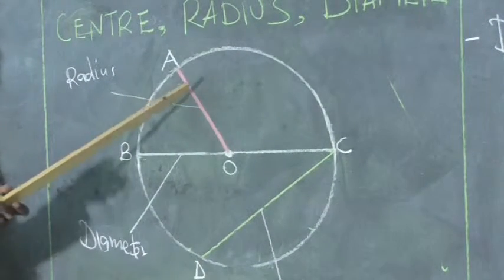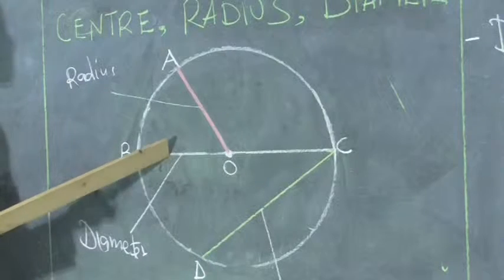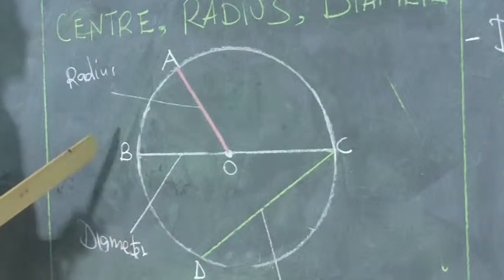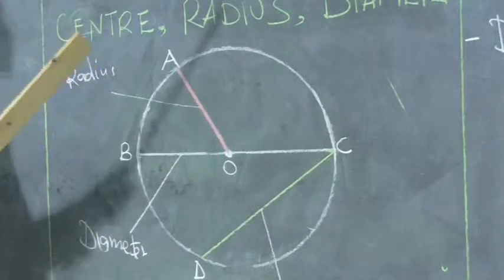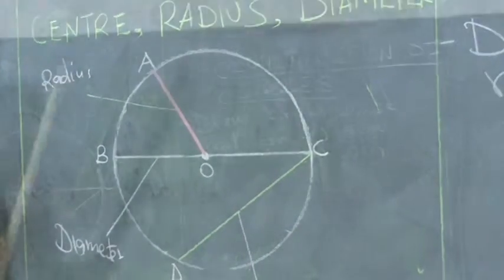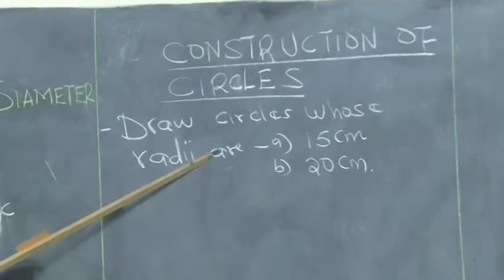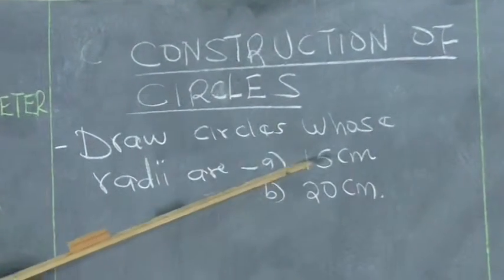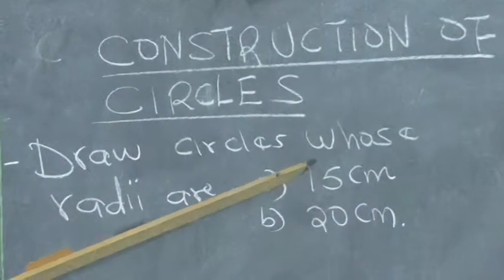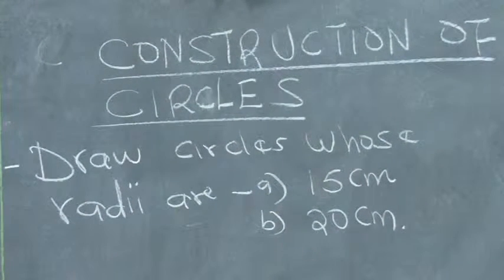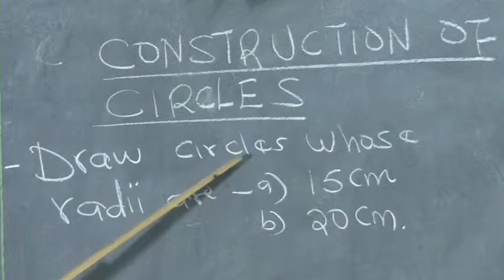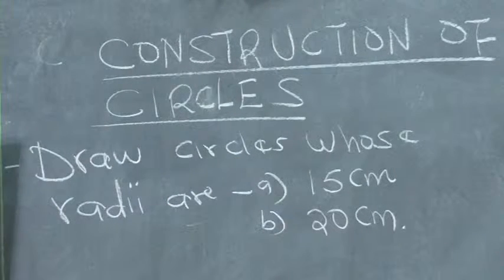Now, having known what the radius is, what the diameter is, today our main discussion will be on construction of the circles. We are going to construct circles whose radii are given as follows. 1, we are going to construct a circle whose radius is 15 centimeters. 2, we are going to construct a circle whose radius is 20 centimeters. Now, to construct these circles, what do we need?